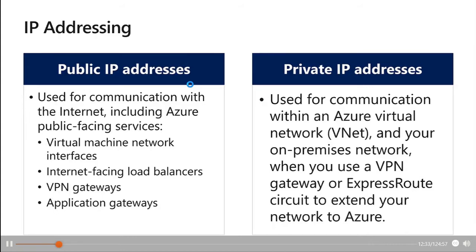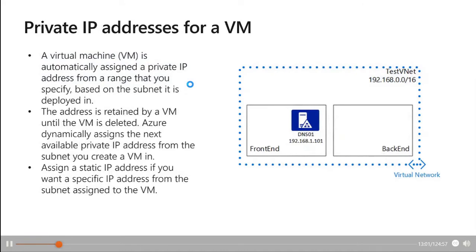Also, private IP addresses. They are used to communicate just within the Azure virtual network. And if you have that VNet integrated in some way with on-prem, I can also communicate through on-prem, through a VPN gateway or ExpressRoute circuit. So that's basically where I extend the network to Azure, but we're going to touch on that at the end of today's session.